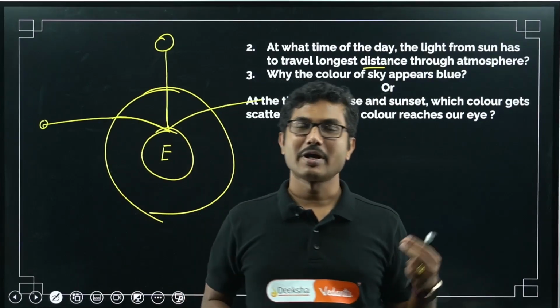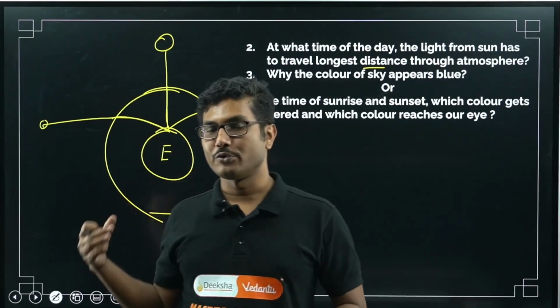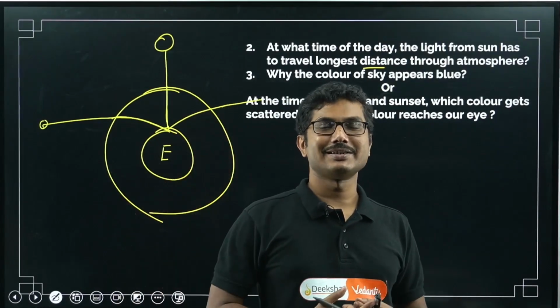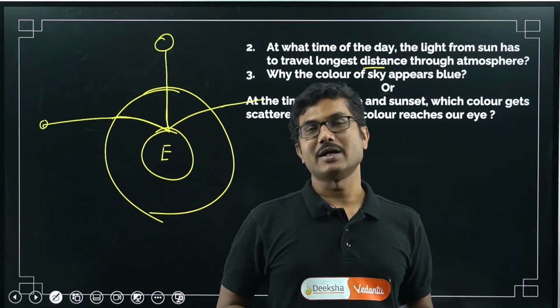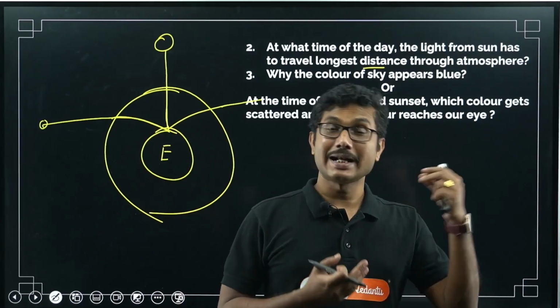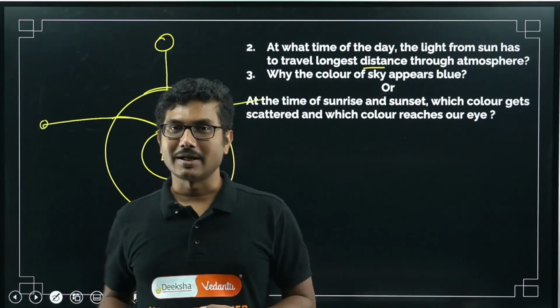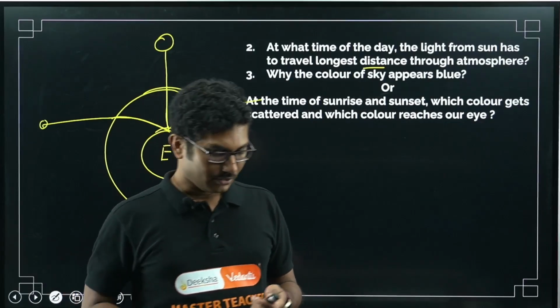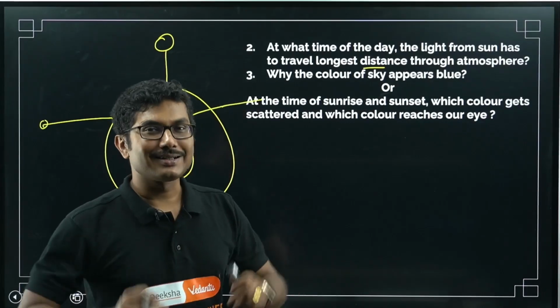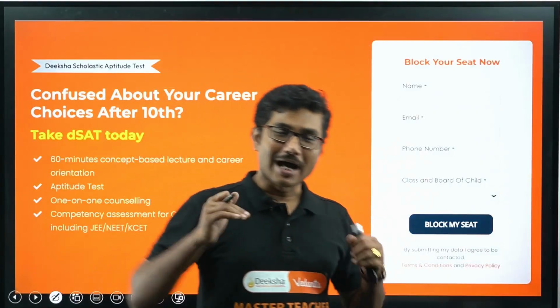Okay, so if you are very careful, if you go to some place where you can see the sunrise and sunset, you can check it out that during sunrise and during sunset, the sun appears red in color.